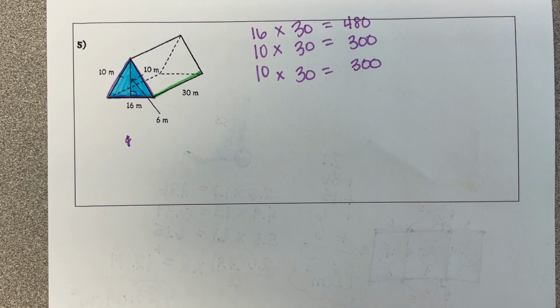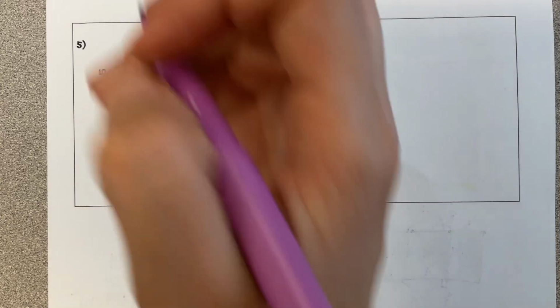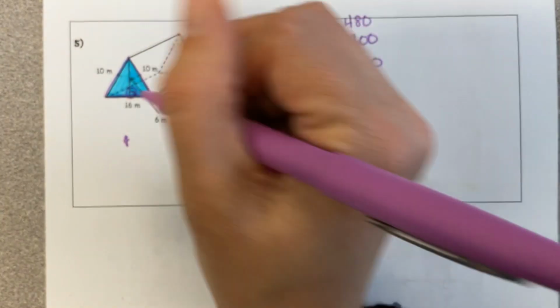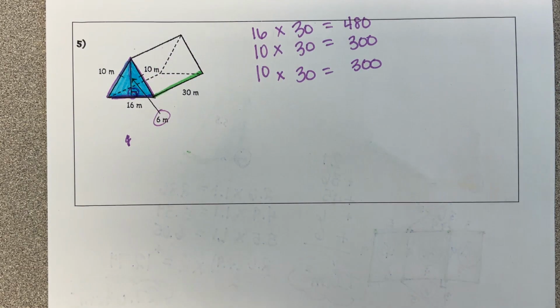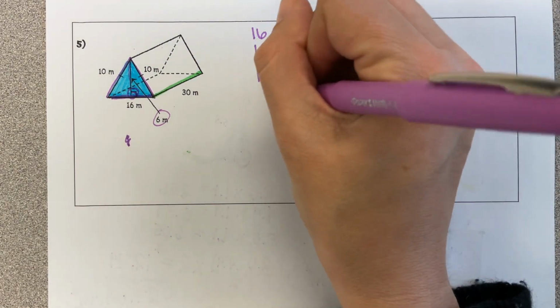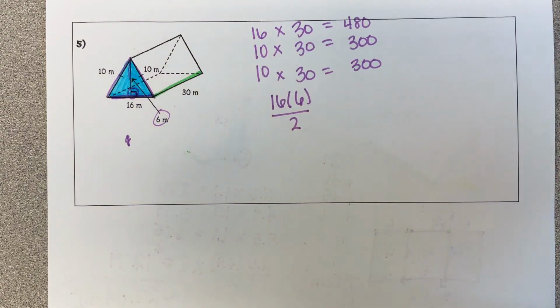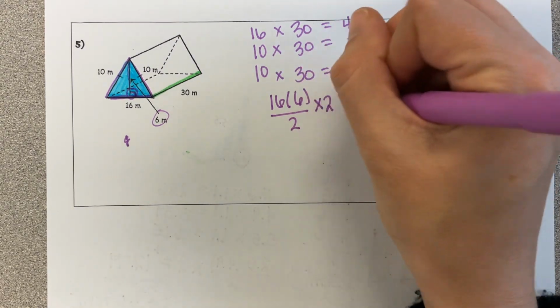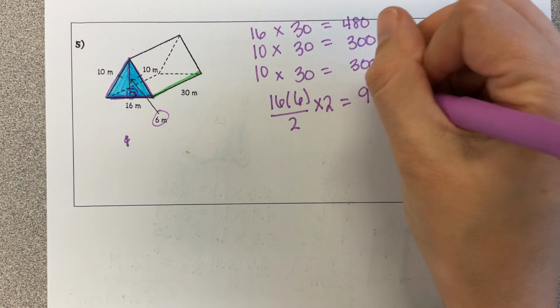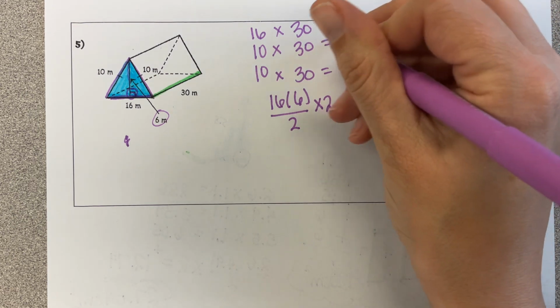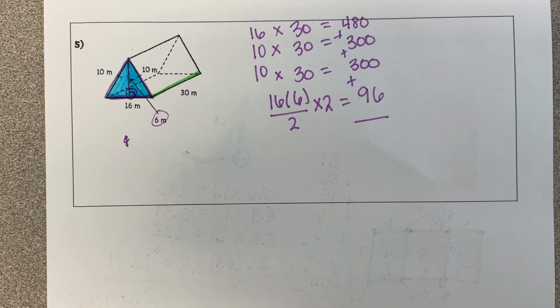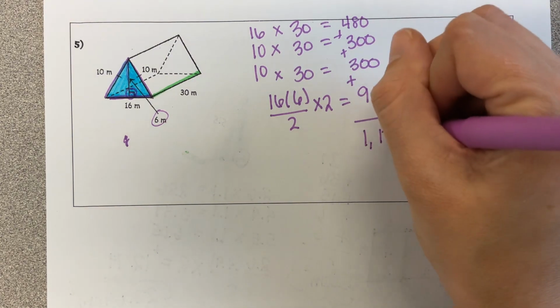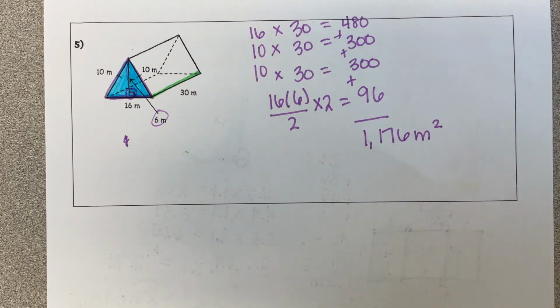Now, we need to find our triangle base. The 90-degree symbol is connecting the side length of 16 and this perpendicular height, which is identified as 6. So we're doing 16 times 6 divided by 2 for one of the triangles, and then doubled because there's 2 of those triangles, and we get 96. And now we're going to add them all together to get a total surface area of 1,176 meters squared.